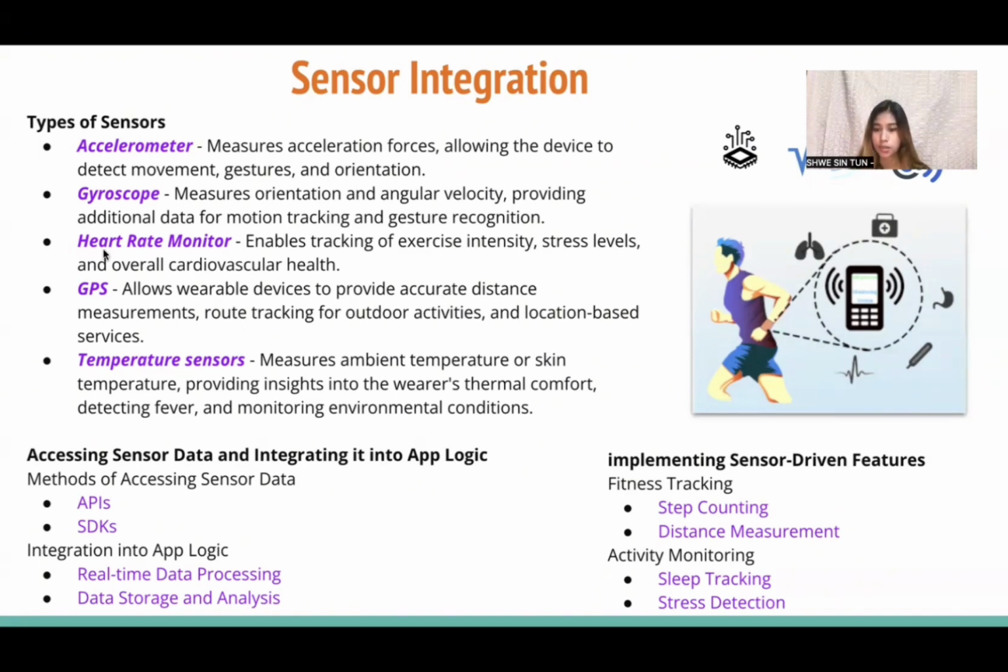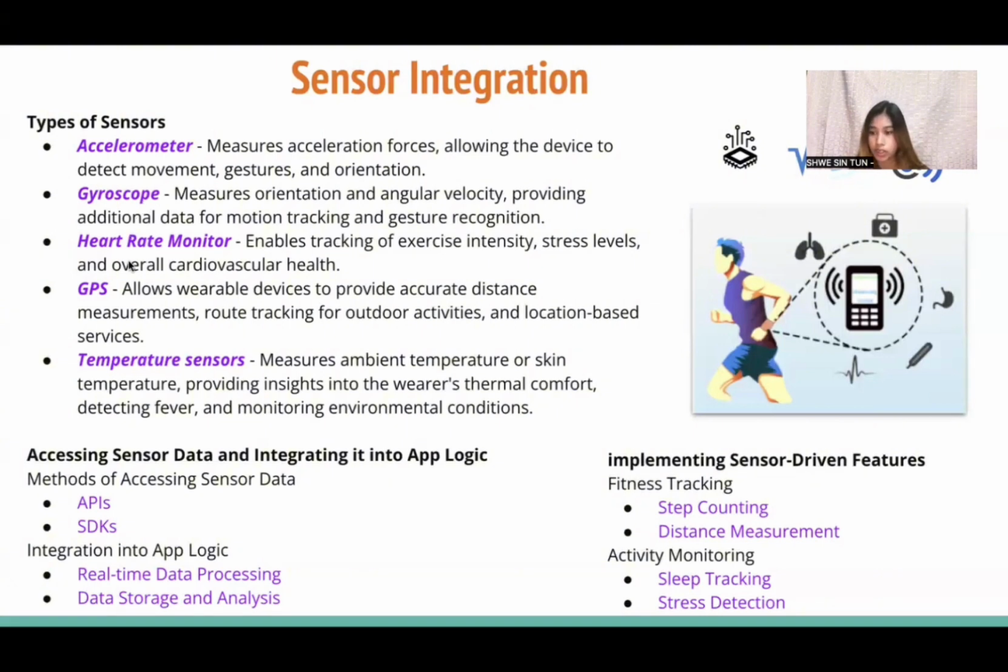Now I'm going to present to you sensor integration and communication with mobile devices for wearable devices. First, let's discuss some common types of sensors. Accelerometer. This sensor measures acceleration forces, allowing devices to detect movement, gestures, and orientation. Gyroscope. By measuring orientation and angular velocity, the gyroscope provides data for motion tracking and gesture recognition, enhancing user interaction.